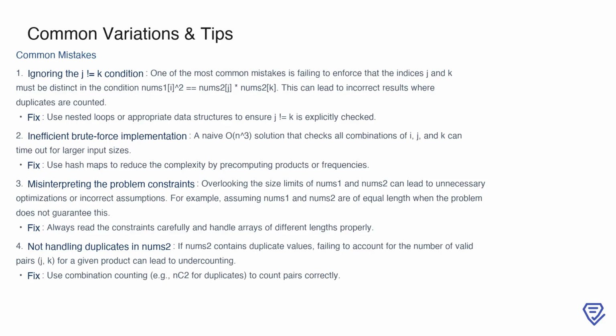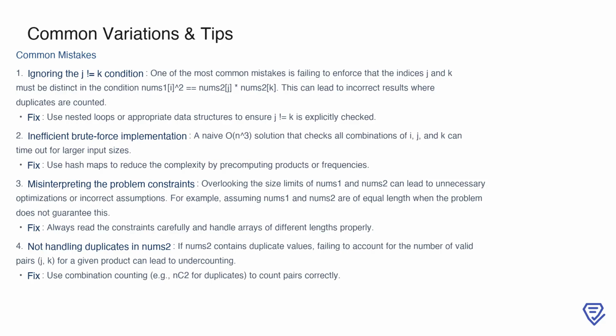If this condition is ignored, you might accidentally count invalid combinations where j equals k, leading to incorrect results. To fix this, you can use nested loops or carefully designed data structures to ensure j is not equal to k. Next, a naive approach that checks all combinations of i, j, and k using triple nested loops would have a time complexity of O(n cubed), which is inefficient and likely to time out for larger inputs. Instead, hash maps can be used to pre-compute products or frequencies, significantly reducing the complexity.